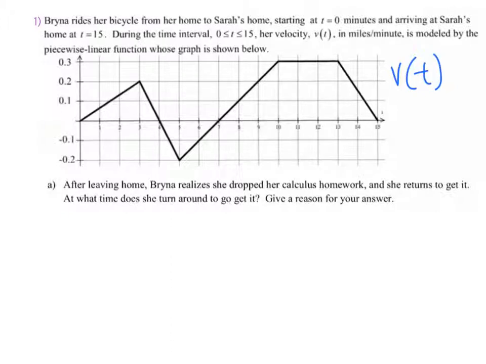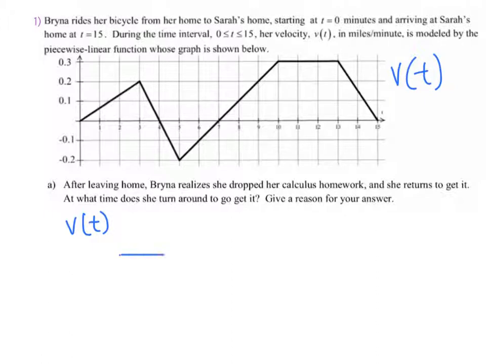Okay, so keep in mind they are giving us the velocity graph. This is velocity. And we're talking about she's riding in one direction, she has to stop and turn around to get it, and then she turns back around and goes back towards Sarah's house. So you might be able to look at this graph and just recognize that right away, but if not, if you're having trouble, let's think about making a sign chart.